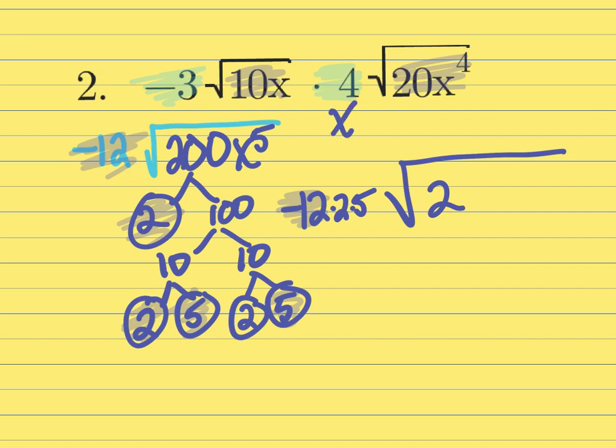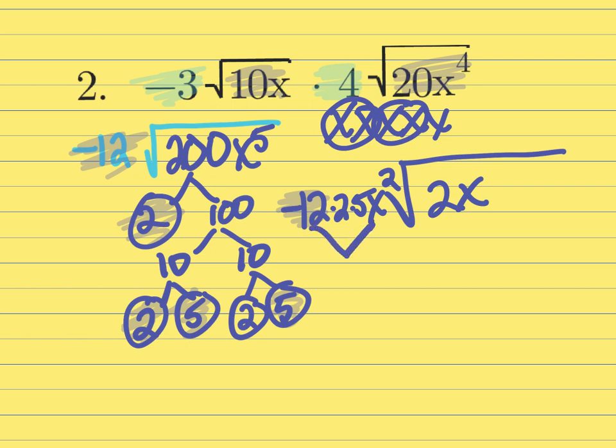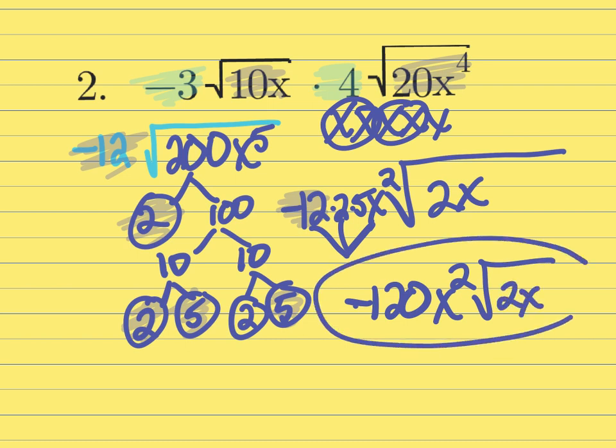And then I have 5 x's. So I'm going to pair those up, and I get 2 pairs. And then I have 1 that could not pair up. Okay. Now I need to multiply negative 12 times 2 times 5, which would give me negative 120 x to the second, square root of 2x. And that would be my answer.